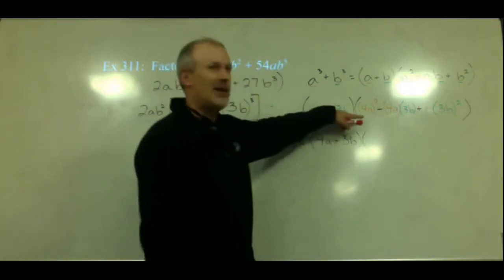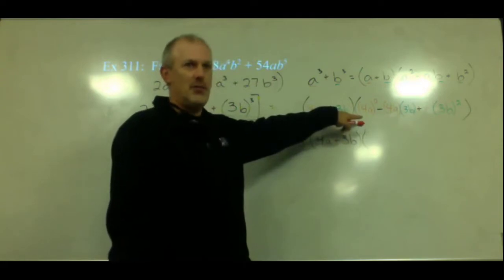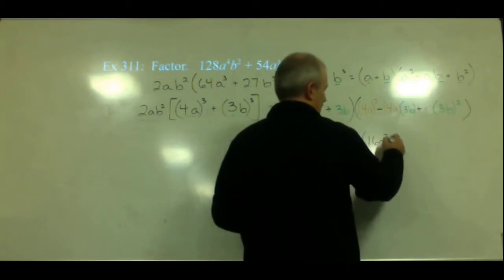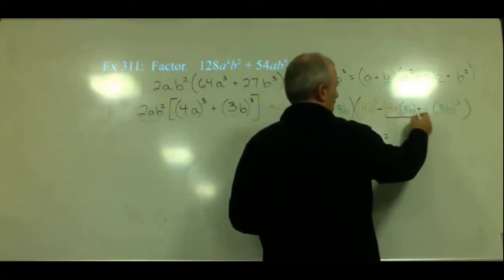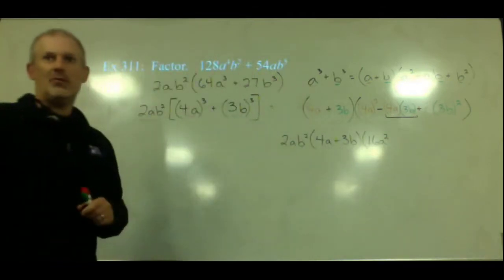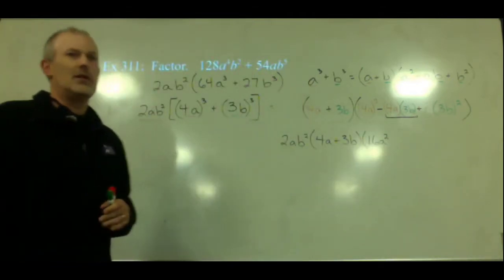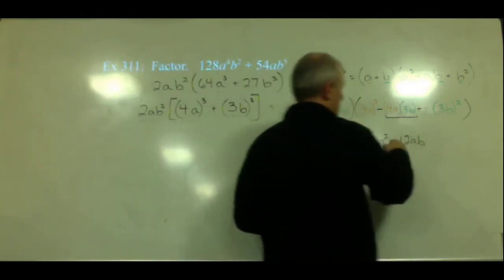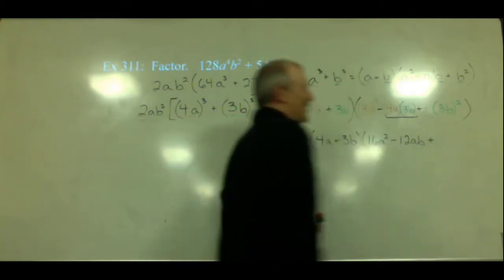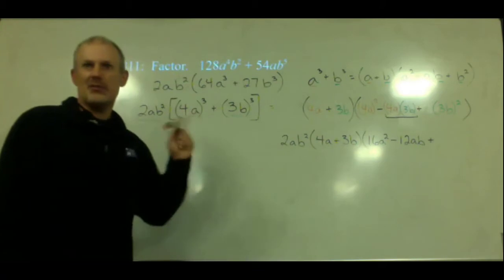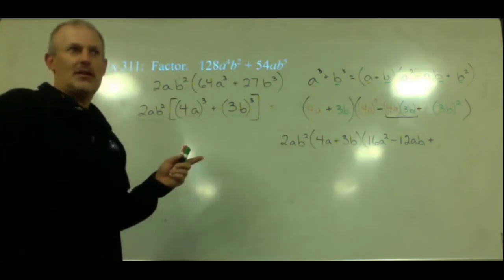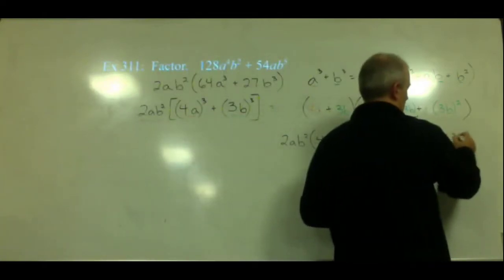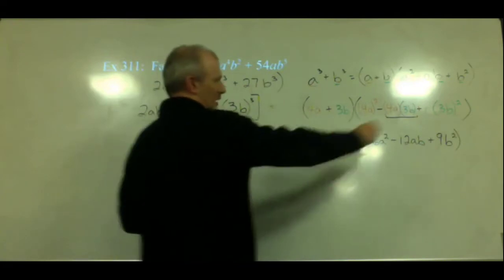But what did I mention is a very common mistake? What do we need to do? 4a times 4a is 16a squared. What do we get when we multiply those? 12ab. 4 times 3 is 12, ab. And you just have the minus sign in front. And then the plus sign. And then again, that same mistake. 3b times 3b is what? 9b squared. So that whole thing would be our answer.